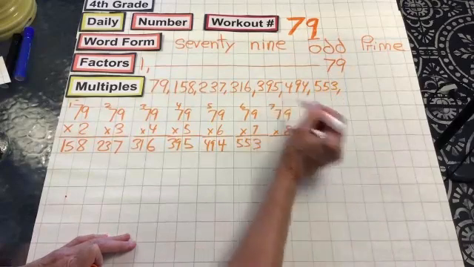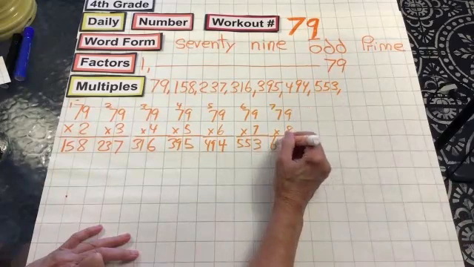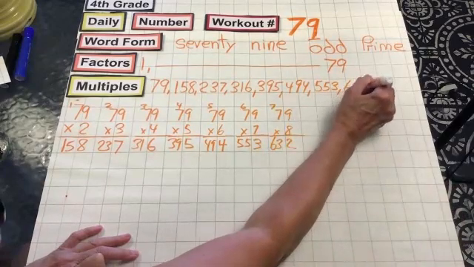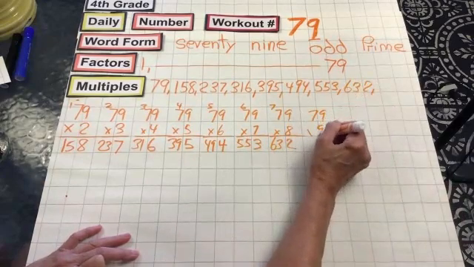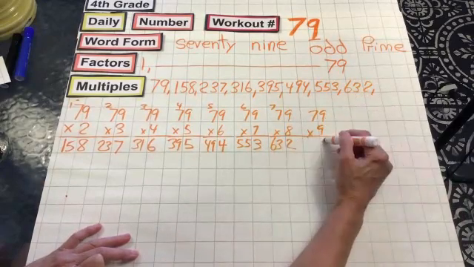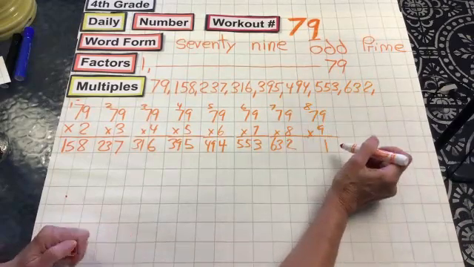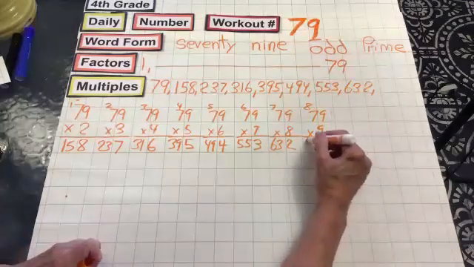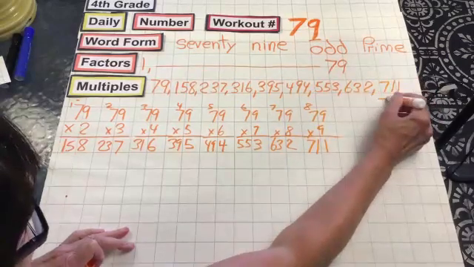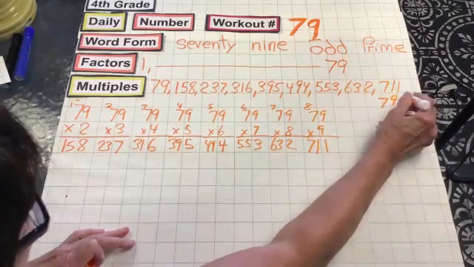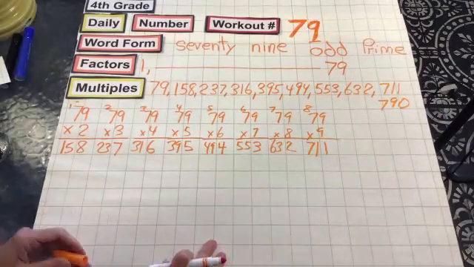79 times 8. 8 times 9 is 72. Drop the 2, carry the 7. 8 times 7 is 56, plus 7 would be 63, 632. 79 times 9. 9 times 9 is 81. We drop the 1 and carry the 8. 9 times 7 is 63, plus 8 would be 71, 711. And 10 times any number is that number with a 0 in the ones place. So there's our first 10 multiples of 79, counting by 79s.